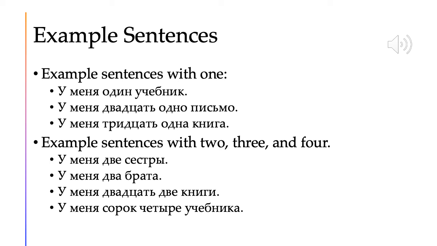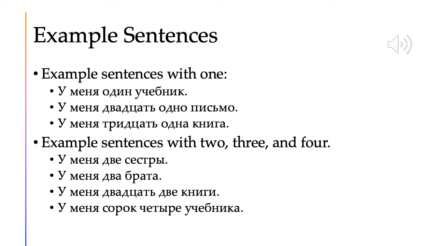Now let's look at some example sentences with 2, 3, and 4. For instance, у меня 2 сестры. I have 2 sisters. And notice that we use the form две with сестра because сестра is feminine. У меня 2 сестры. And we put сестра in the genitive singular because there are two of them. У меня два брата. I have two brothers. And notice that we use the form два because брат is masculine. У меня два брата. And again, we put it in the genitive singular because there are two of them.